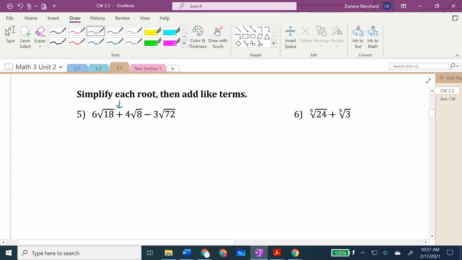For number 5, you have an addition and a subtraction giving you 3 individual terms. The only way any of those terms can be combined is if you have an identical index with a radicand. Right now you don't, but you can simplify these radical expressions. Yesterday, we talked about simplifying the radical expressions. So with these problems, you're actually going to start with what we did yesterday in simplifying.